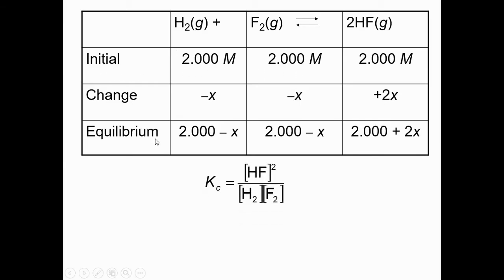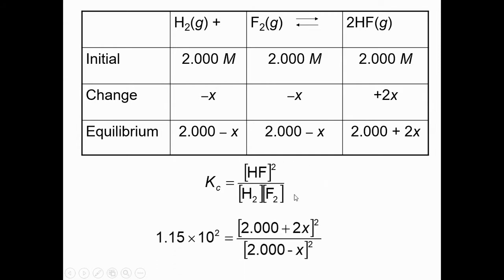So you set up an ice chart here, and we're going to fill in the change using our coefficients in front of our balanced equation. So we're starting with 2 all across here, and then the change is minus x. The reactants are disappearing at a change of minus x, and the product is appearing at a change of plus 2x. So that your equilibrium concentration, you just simply do initial minus change, so 2 minus x, 2 minus x, and then 2 plus 2x. And you fill it into your KEQ expression.